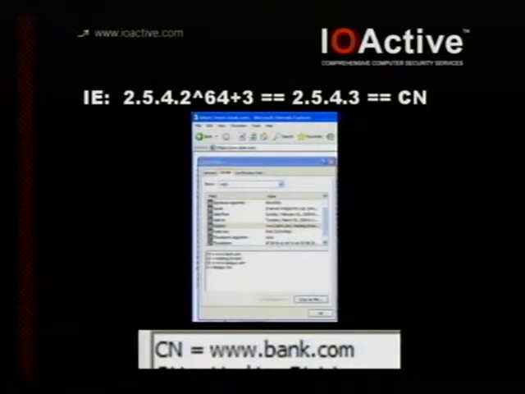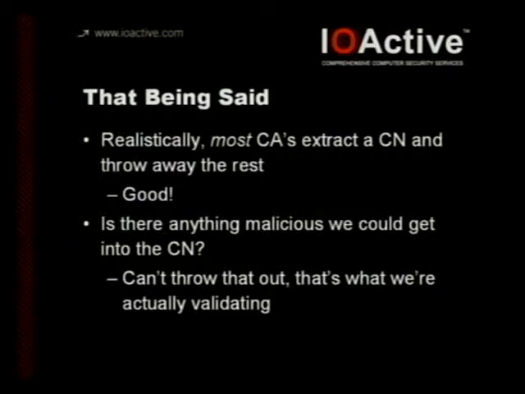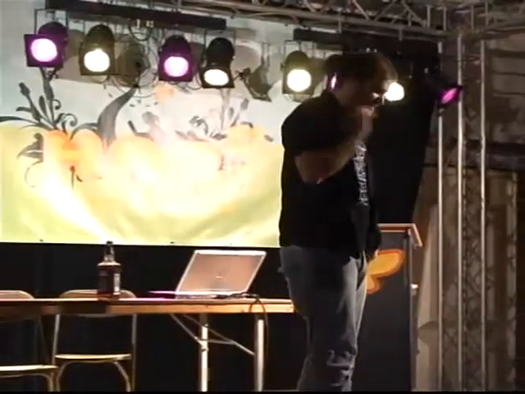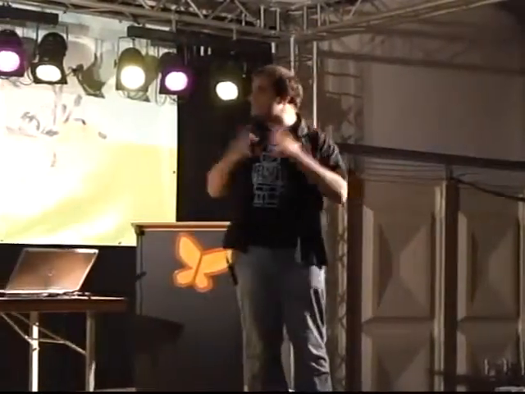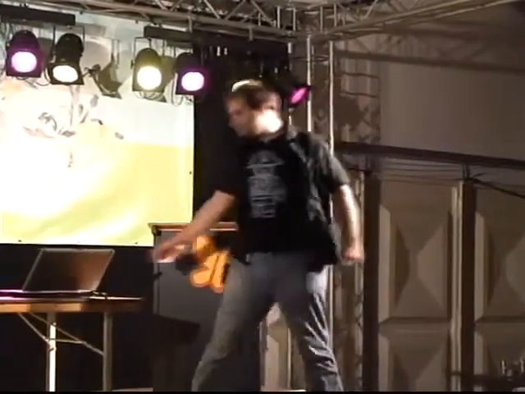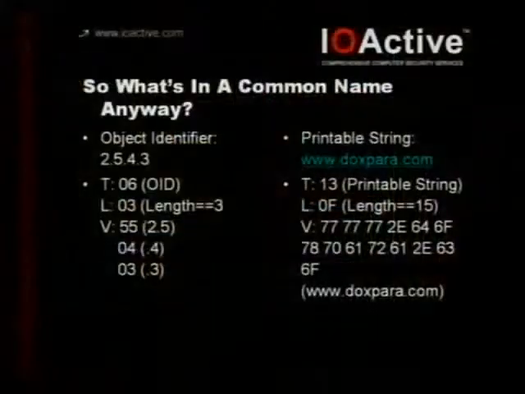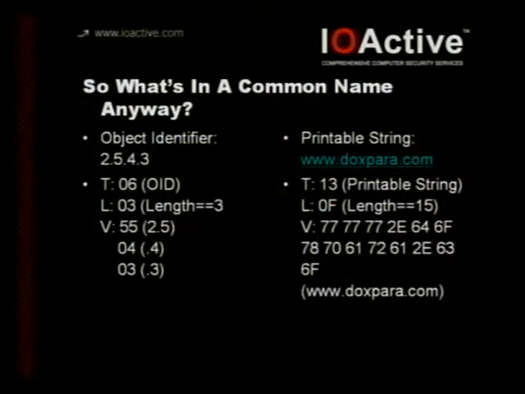So, that being said, most CAs are going to extract the common name and throw away the rest. Is there anything malicious that we could get into the common name itself? Something that has to be in there, has to be seen, but you can't throw out. Well, let's look at what is in the value of a common name. You have an object identifier, 2543, and you have a printable string, www.docsparrow.com. Type 13, length 15, and there's the actual ASCII for www.docsparrow.com.